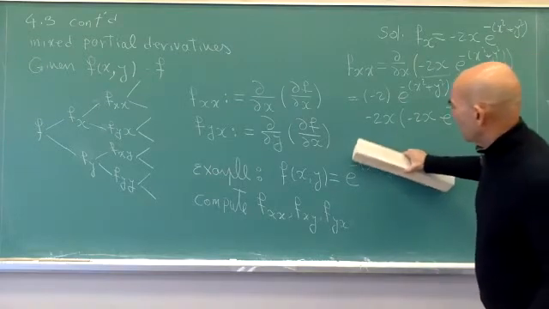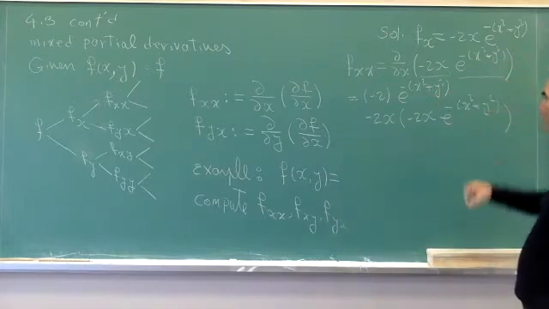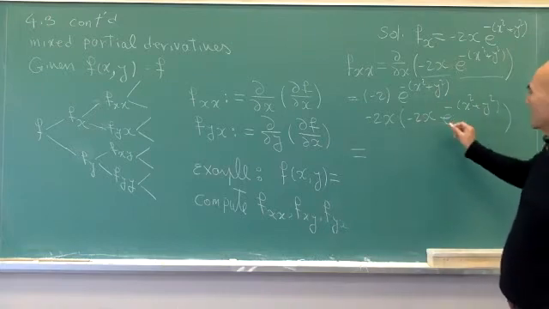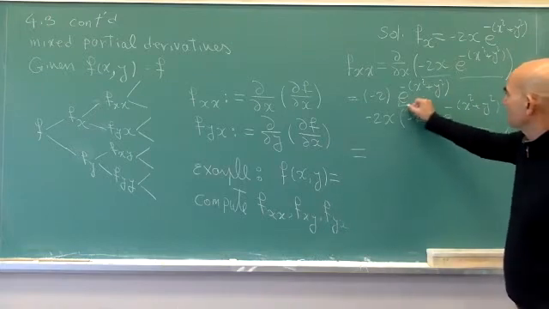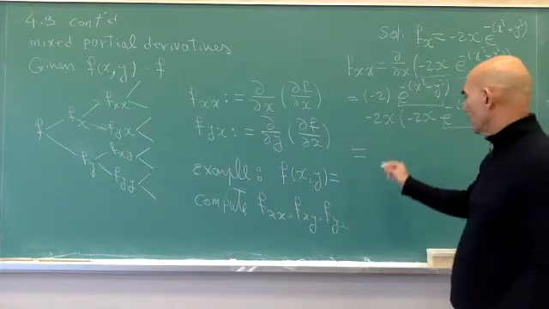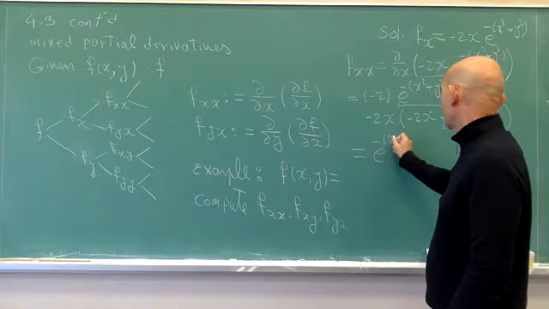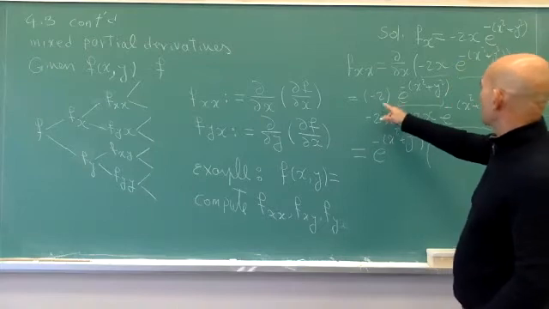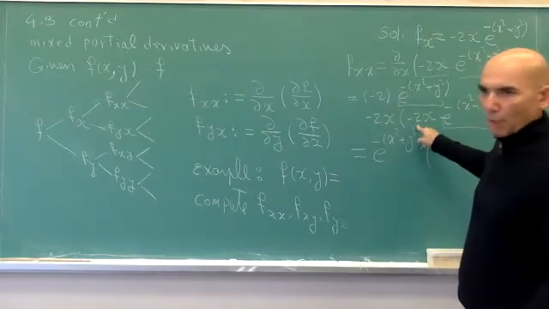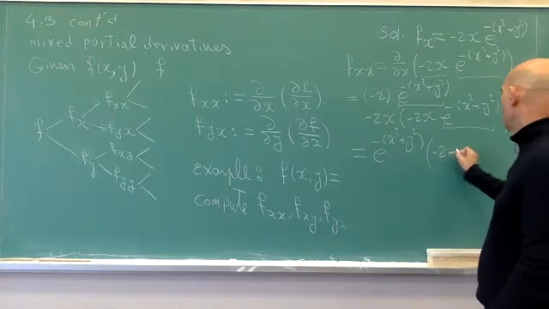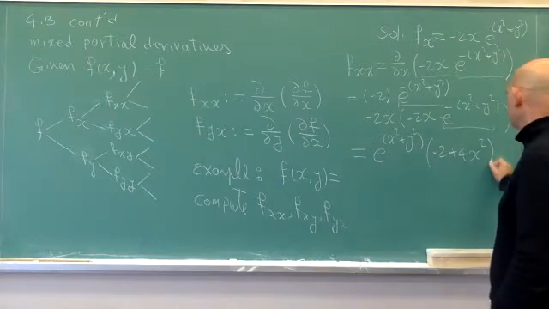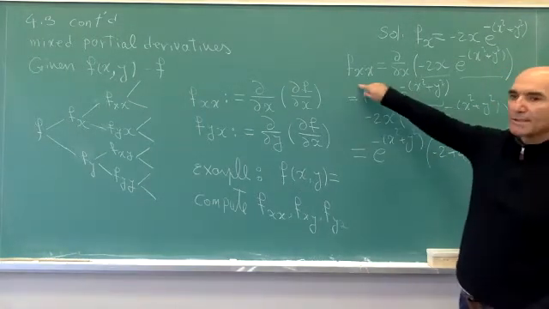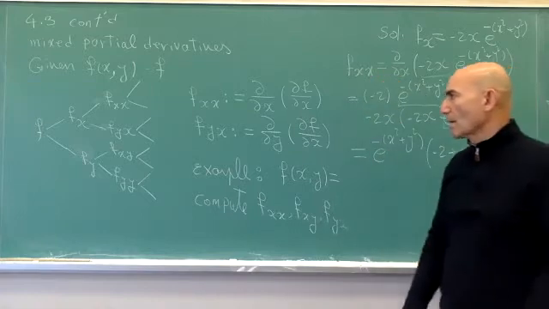So allow me to erase this. So now, overall, we have to add these two things. This factor appears in both, so we can just factor this out. This is exponential of minus x² plus y². And then there is negative 2 here, and there is 4x squared, right? So there is negative 2 plus 4x². Right? So that's the result. That's f sub xx. Okay?